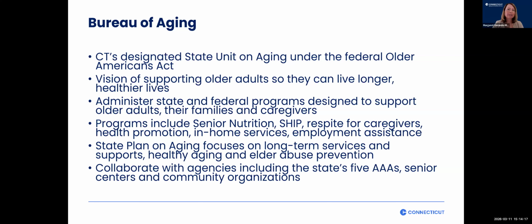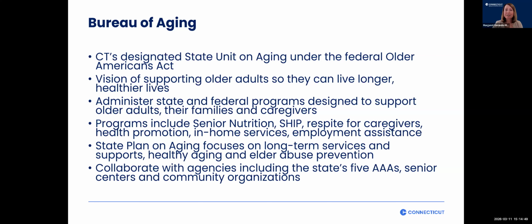And we have state and federally funded programs that support older adults, their families, and caregivers, that help people stay at home longer with services and supports in the home and community. So we have a lot of programs. They include senior nutrition, which includes congregate and home-delivered meals, commonly called Meals on Wheels. We have our State Health Insurance Program, also known as SHIP. All states have those. We have respite programs for caregivers, health promotion programs, and so many others.